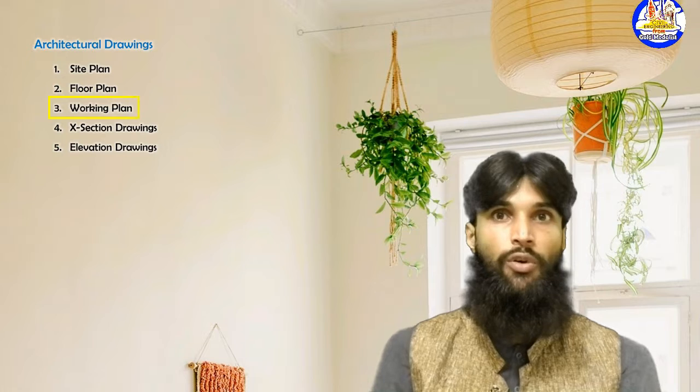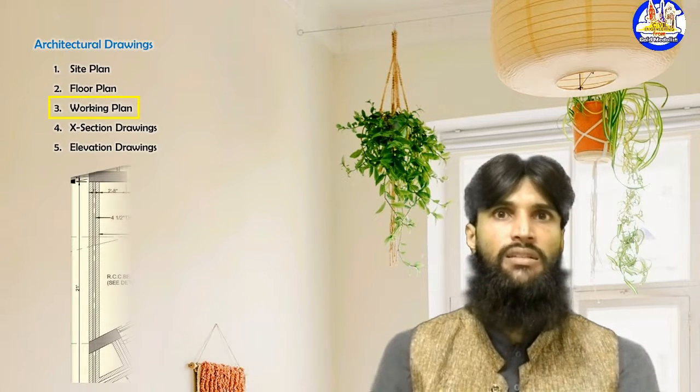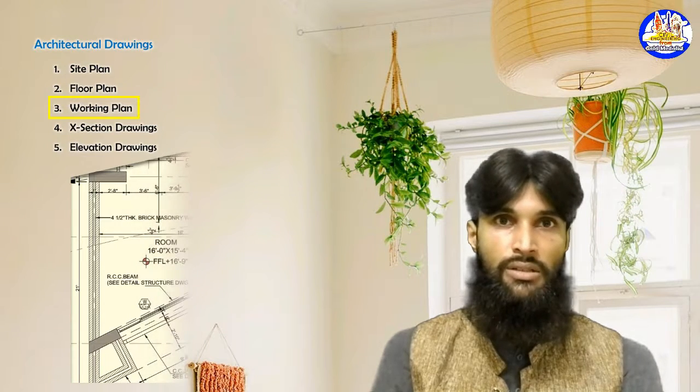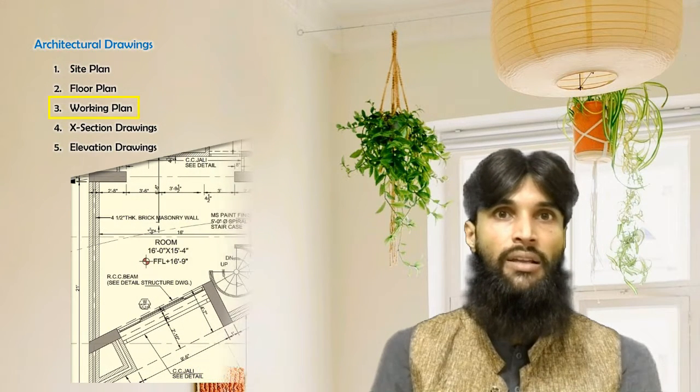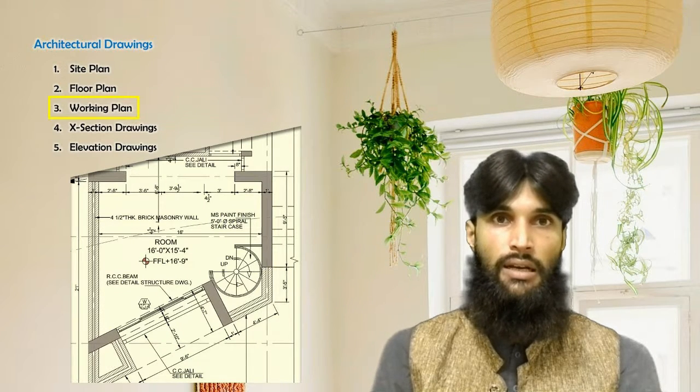Working plan is a drawing that includes the information of horizontal dimensions of a building, thicknesses of walls, clear spaces inside the building and column locations. The benefit of this drawing is to fabricate the constructional material according to the overall design.